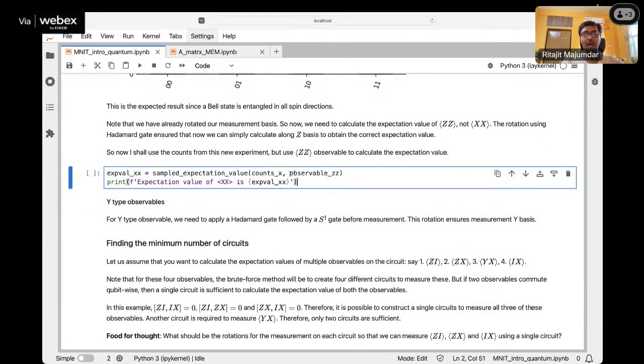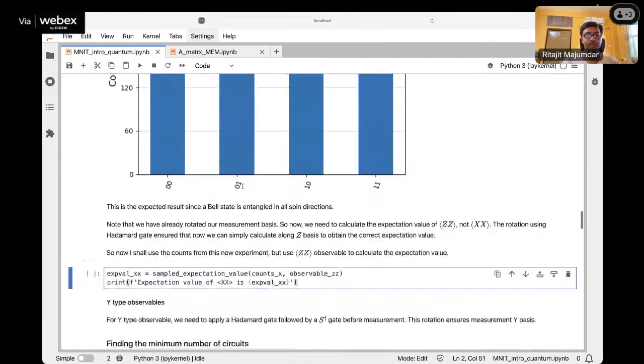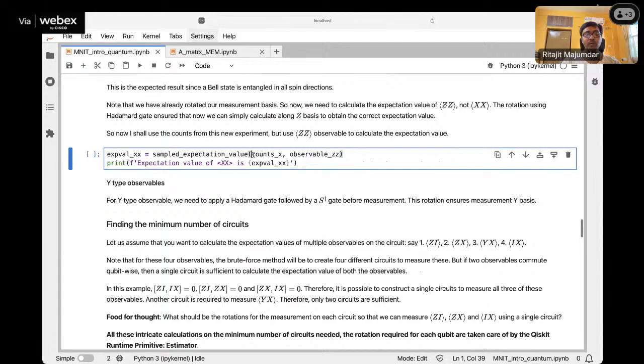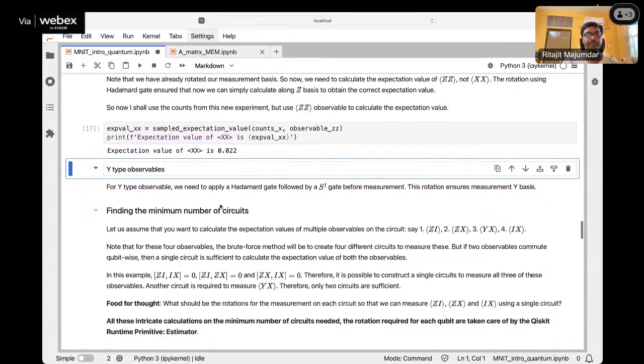So I'm just going to pass my observable ZZ, which was, if you remember, this sparse Pauli of ZZ, to my new counts X, and that will give me the expectation value, which you see is roughly 0.022. Nice. So similarly, for Y observable, we can do the same thing.